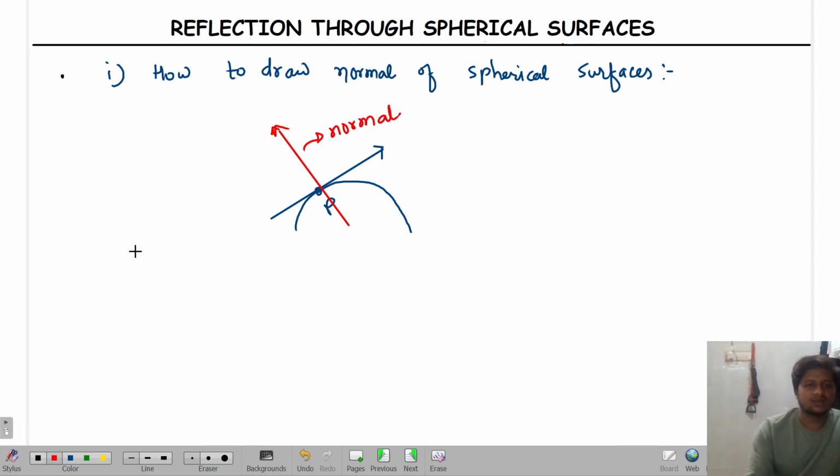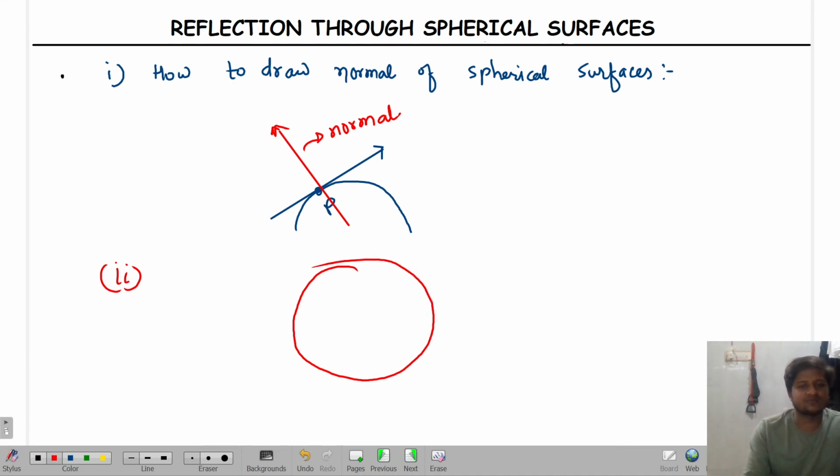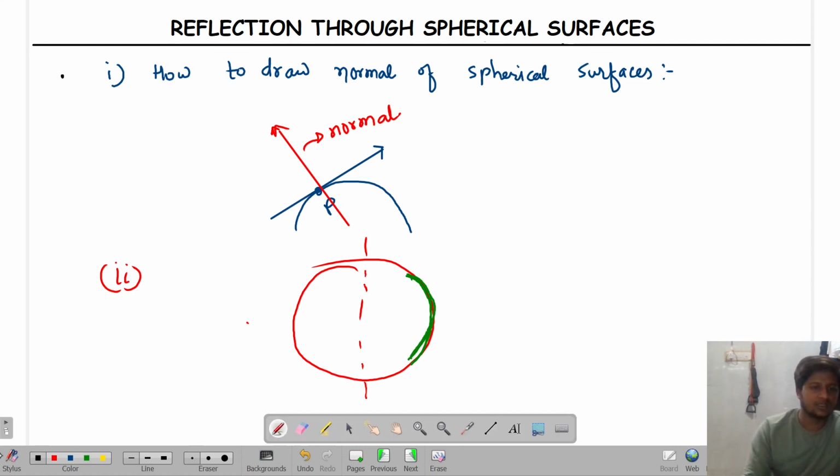Then the second important point is how spherical surfaces are created. First, let's suppose I take a sphere, then cut it in half. Out of this half, I polish either from inside or from outside. This polishing is done to a certain approximated length, taken in such a way that, let's suppose this is my point P and this is my point Q. If I draw the tangents at point P and at point Q, they should make 90 degrees with respect to each other.